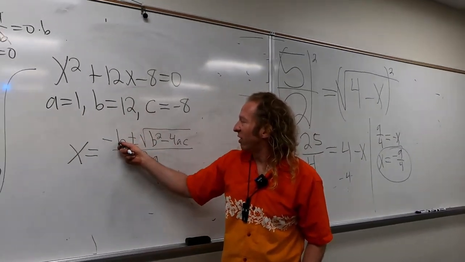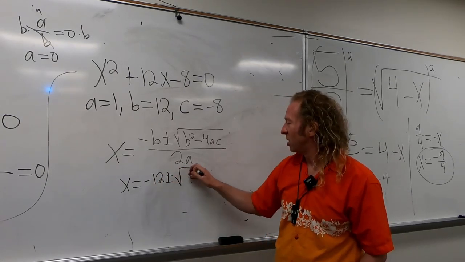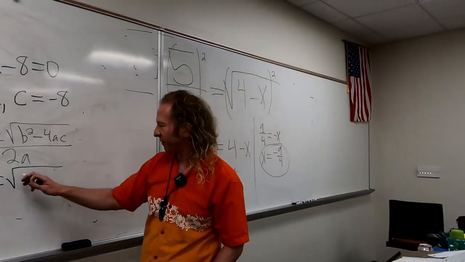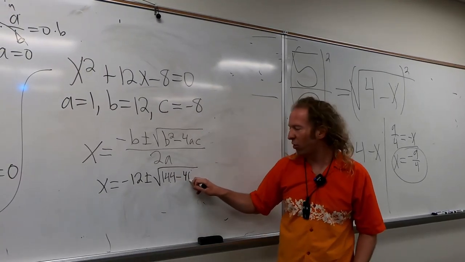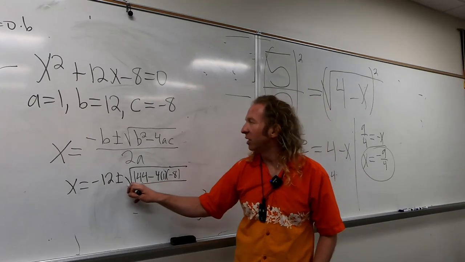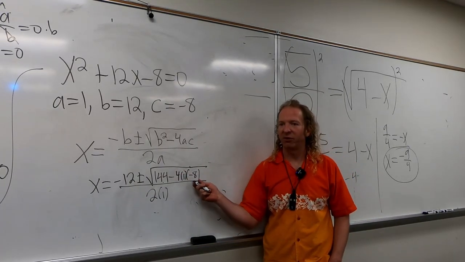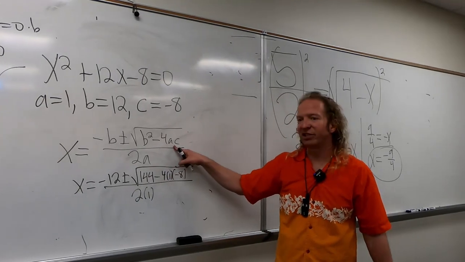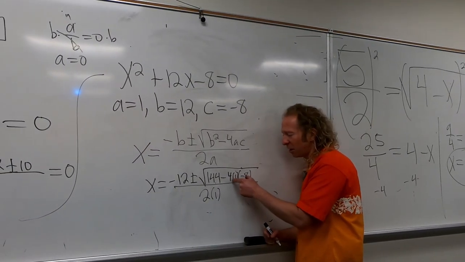So b is negative 12. So let's plug it in. So negative 12 plus or minus the square root of 12 squared, which is 144, minus 4 times 1 times c, which is negative 8. It's a little bit tricky. And then 2a, so 2 times 1. You have to be really careful here because you have two negatives, right? It'll become a positive. It's a really common mistake. I never skip this step, mainly because I've messed up so many times here with the a and the c. So this will be a 32.